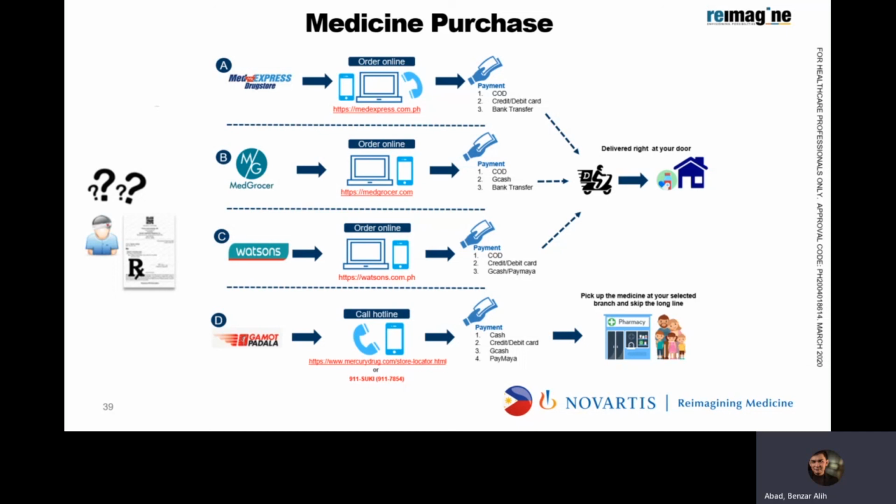Number one, MedExpress drugstore. So the patient can order online by going to medexpress.com.ph, and then the patient can pay via COD, credit and debit card, and bank transfer. So for MedGrocer, the patient can also order online via medgrocer.com and then pay via COD, GCash, or bank transfer. For Watsons, they also offer online ordering. So just go to watsons.com.ph, and then the patient can pay via COD, credit and debit card, and then GCash and Paymaya.